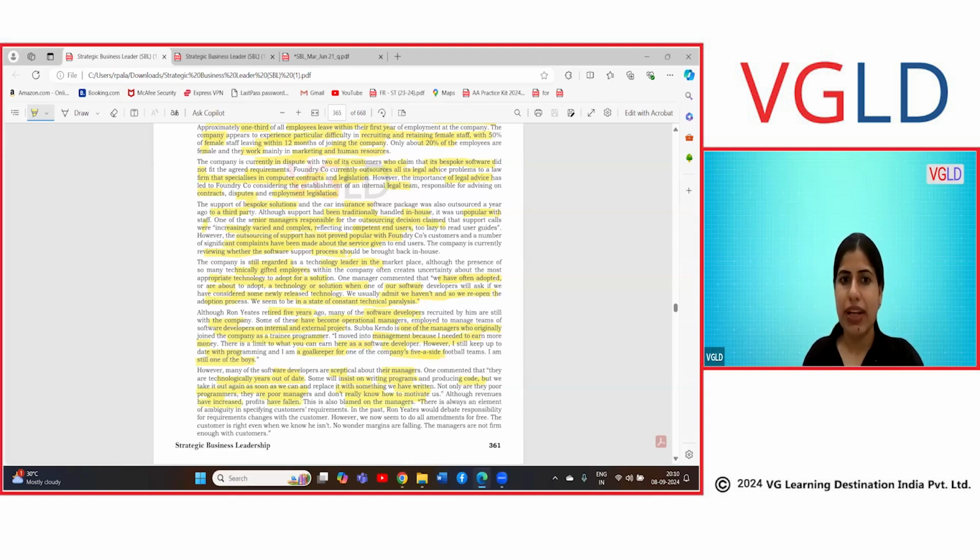There is always an element of ambiguity, specifically in customer requirements, and in the past, Ron Yates would debate the responsibility for requirements changes with the customer. So, next, however, we now seem to do all the amendments for free. The customer is right even when we know he is not. No wonder margins are falling. The managers are not firm enough with customers. Anything till now?